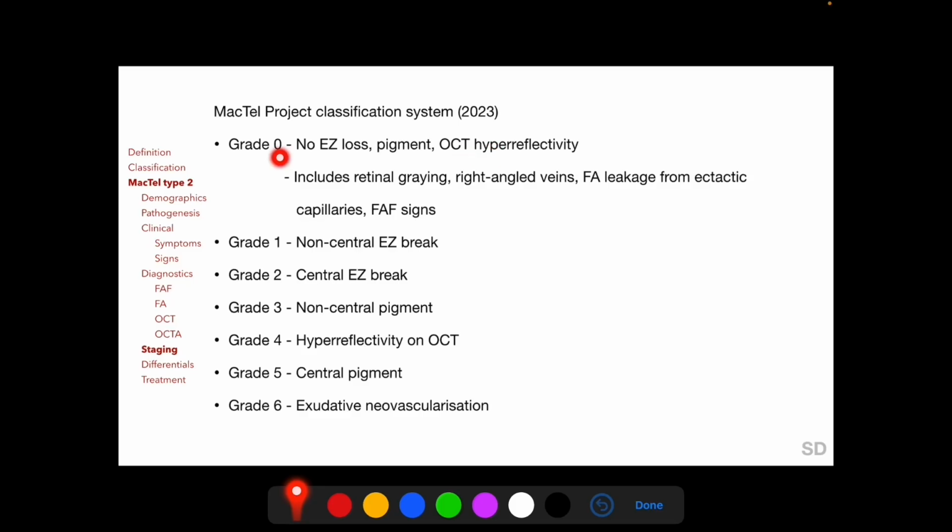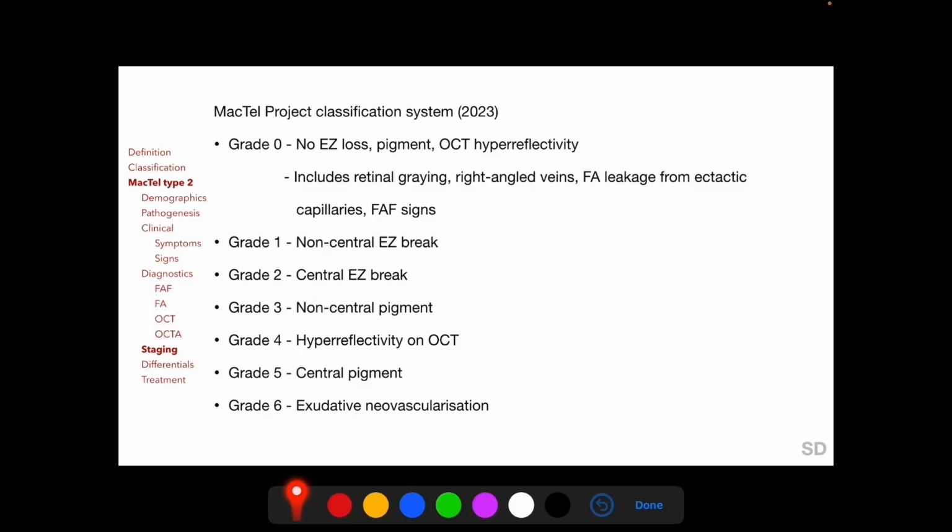Grade 0 describes macular telangiectasia with none of these findings, but may have other clinical findings of macular telangiectasia such as retinal graying, right-angled veins, fluorescein angiographic leakage from ectatic capillaries, and fundus autofluorescence signs which we have described. Grade 1 describes macular telangiectasia with non-central ellipsoid zone break. Grade 2 describes macular telangiectasia with a centrally located ellipsoid zone break.